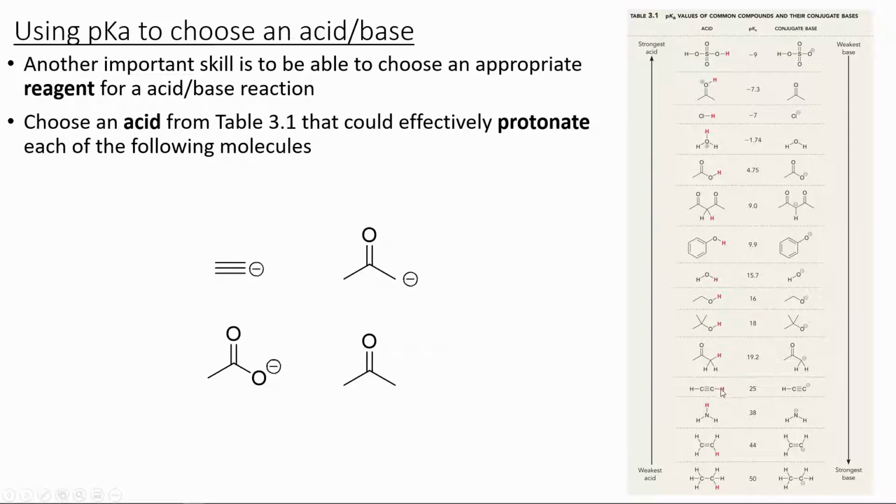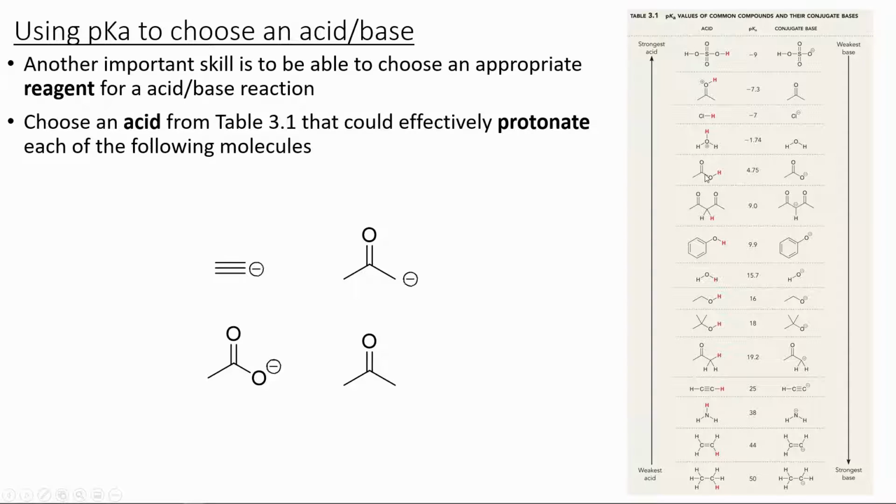To deprotonate this proton, we could use any of these three bases. These would all be strong enough. Well, let's look at the acetate anion. What base could we use to deprotonate this anion? If we find it on the pKa table, it's going to have a pKa of 4.75.